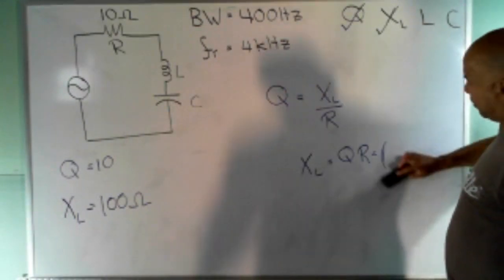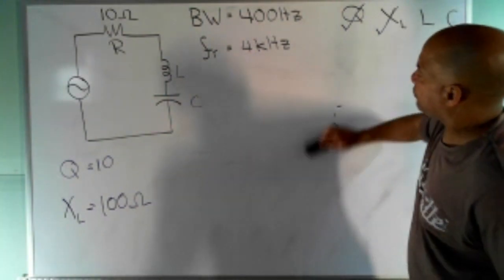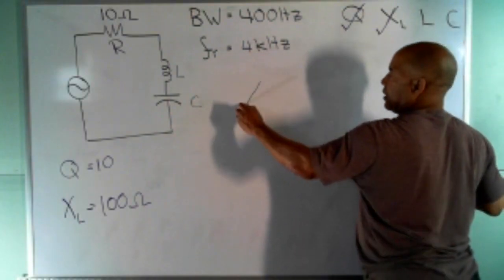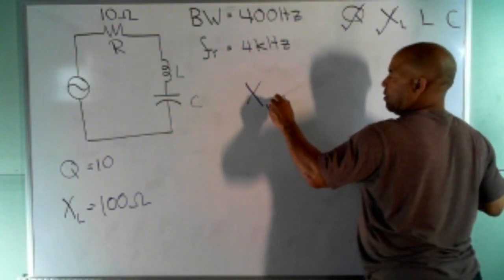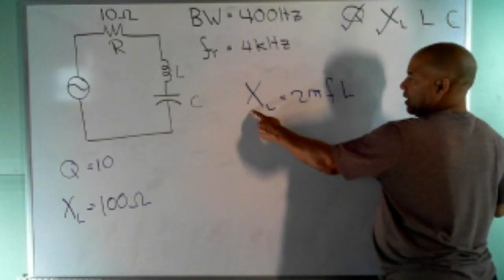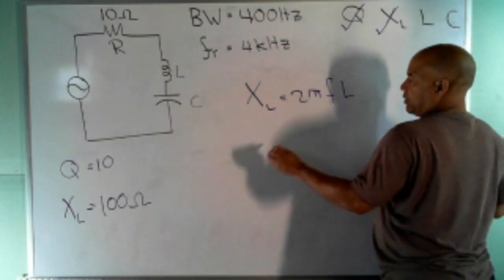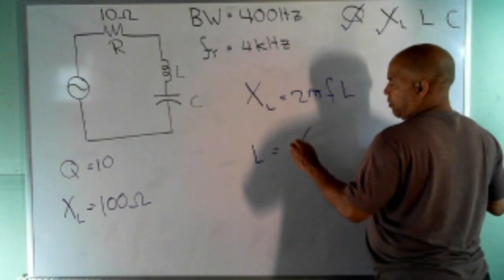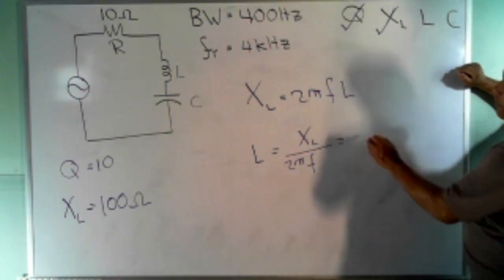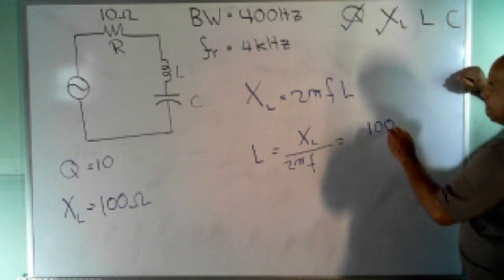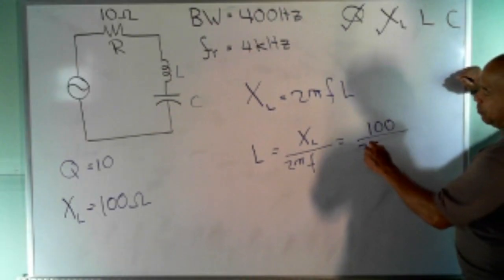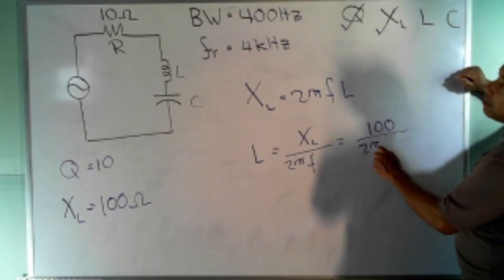And if we know XL, then we can get L pretty easily. You know the formula, which I'm sure you guys do. XL is 2 pi F L. We found XL, and they gave us F, so we can get L. L is going to be XL over 2 pi F. So 100, and I'm going to leave the units off, we'll end up in Henrys, 100 over 2 pi times 4,000.